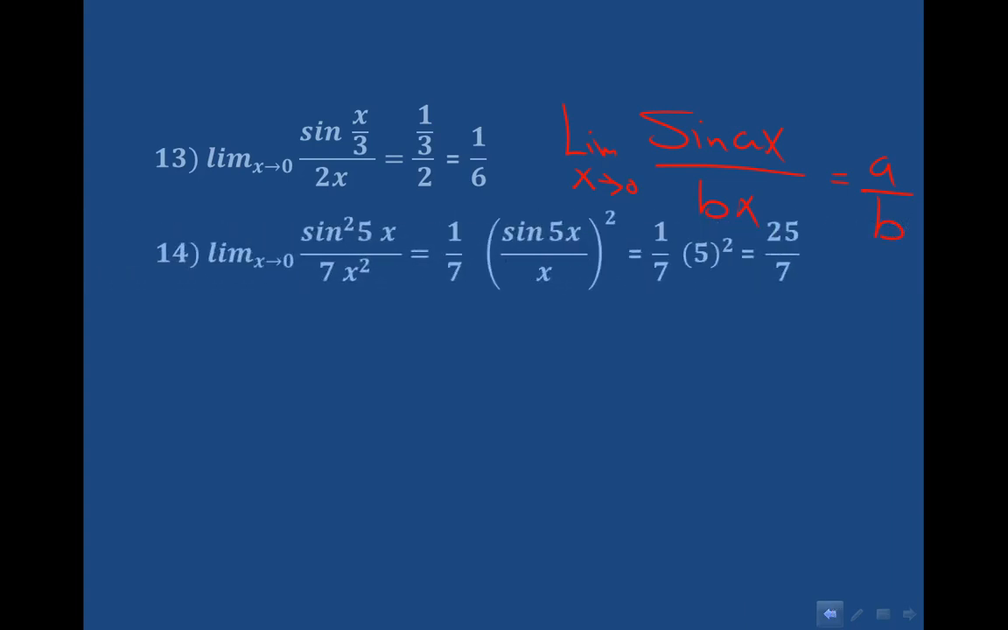Limit when x tends to 0 of sine squared 5x over 7x squared. This equals 1 over 7 multiplied by sine 5x over x, all raised to power 2, which equals 1 over 7 multiplied by 5 squared, which equals 25 over 7.